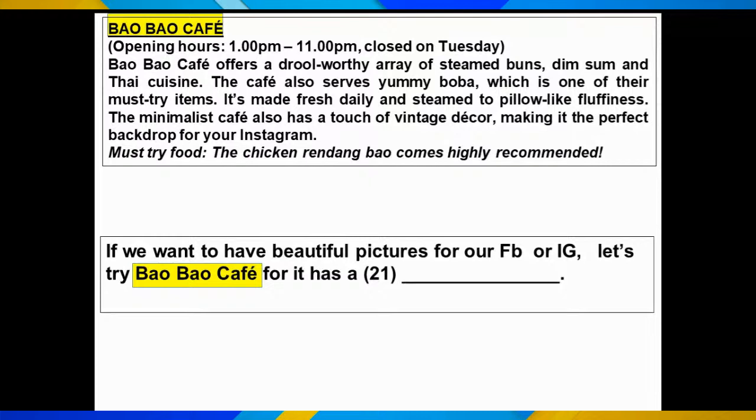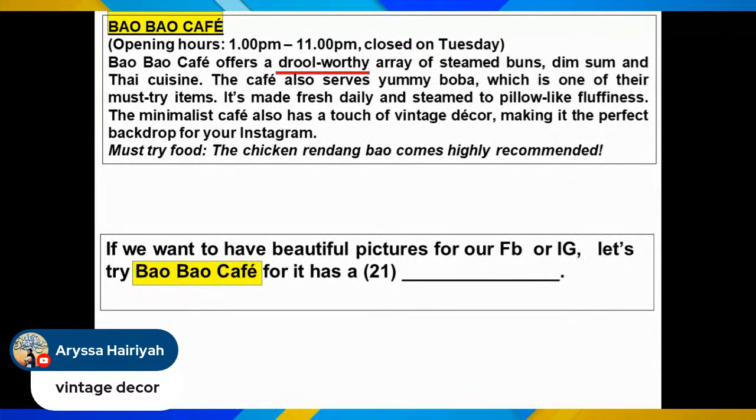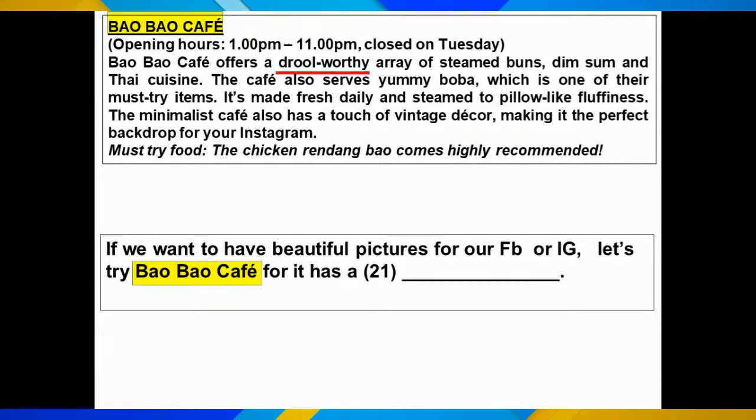Alright, Arisa, I will answer the question, alright? Okay, let's start with drool-worthy. Some of you might not be sure what the meaning of drool-worthy is. Now imagine that Bau Bau Cafe is selling delicious steamed buns. How do you feel? You really, really want it, you're longing for this. You cannot stand it, to see the array of steamed buns, right?